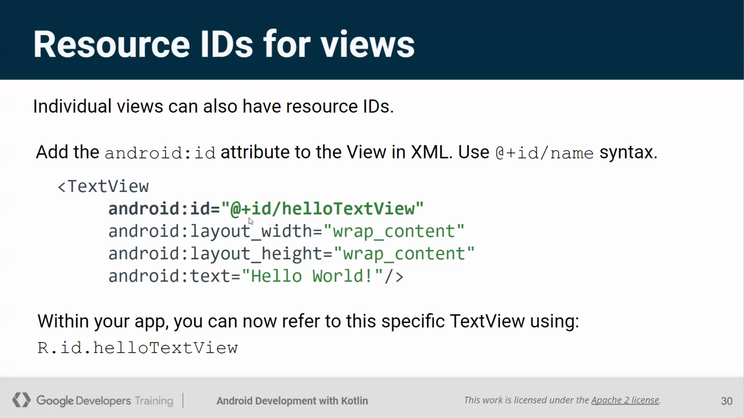So in here, the ID has been defined as hello text view. So if we want to call this object text view, we have to call it using R.id.hello text view. So that is a way of calling the resource that we want. Right?